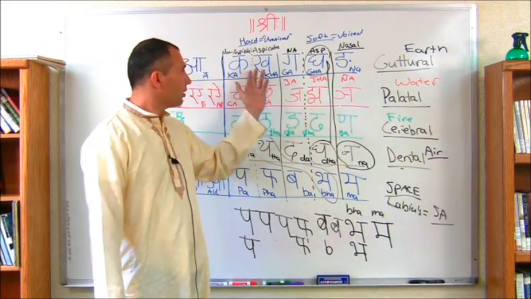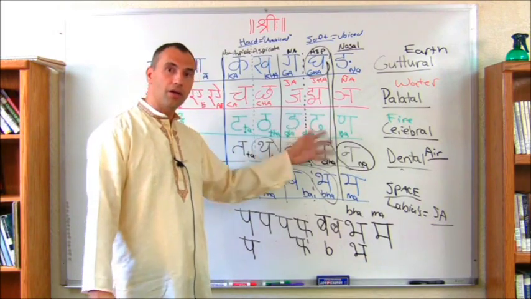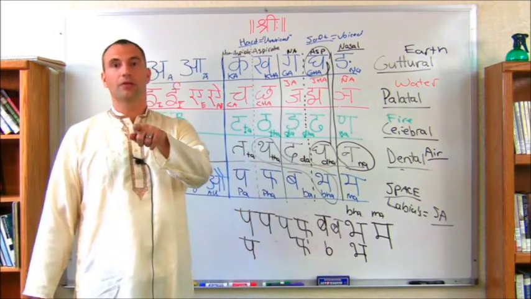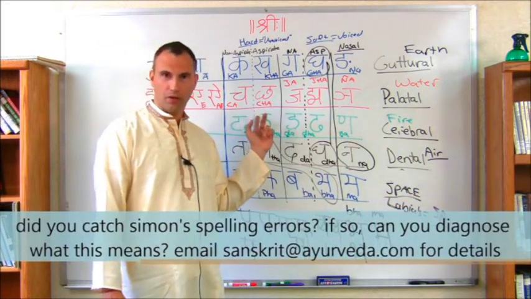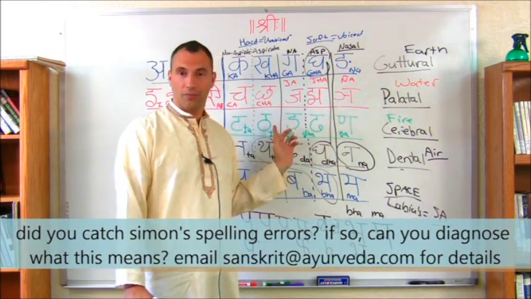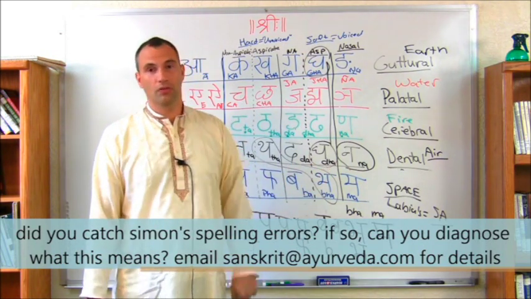Ka, Kha, Ga, Gha, Nga, Cha, Chha, Ja, Jha, Nya, Ta, Tha, Da, Dha, Na, Pa, Pha, Ba, Bha, Ma. And now you can diagnose me. What's my problem? Rewind the video, and you can hear, maybe, did I stumble somewhere? Did I mispronounce something? I don't know. You're the expert now.